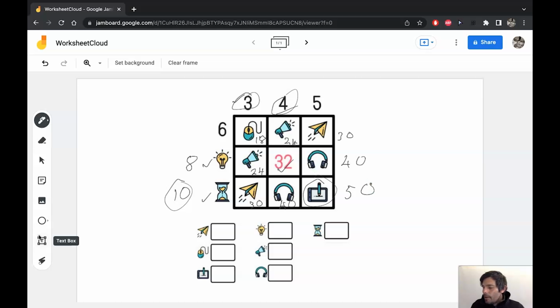So the paper airplane is 30, the mouse is 18, the iPad is 50, 8 for the light bulb, 24 for the megaphone, 40 for the earphones, and 10 for the hourglass.